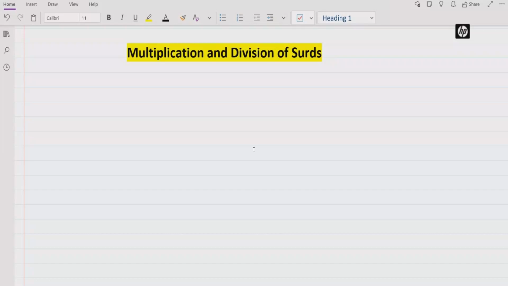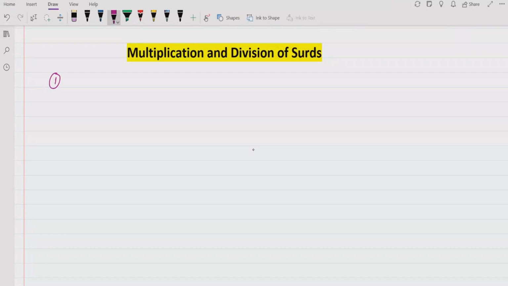Let's start the topic. Multiplication and division of surds is very simple. First, we will discuss multiplication.